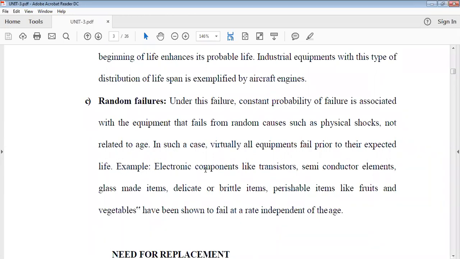Various electronic components like transistors, chips, semiconductor elements, glass items, brittle items, may fail suddenly, or else they may give a long life. We cannot say, we cannot predict it. So these are random failures, and you have to replace them as and when they are required.